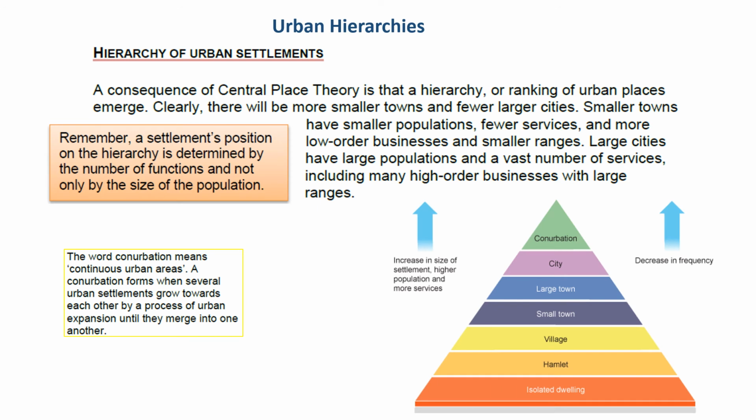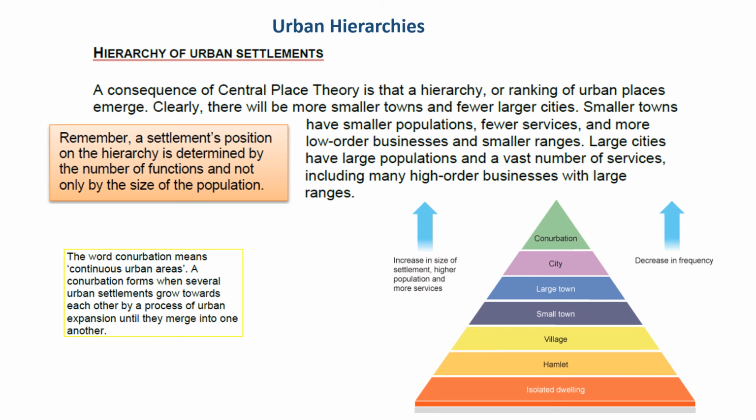Next up, urban hierarchies. Here we've got a ranking system for urban places, and we just need to know that urban centres are ranked definitely because of the size of the population, but also remember it's because of the complexity of the functions that are offered in the centre. So if we look here, it goes from right at the bottom, isolated dwelling, or what we refer to as isolated farmsteads. Hamlet, village, small town, large town. It goes on to cities, and then here's a super word, conurbation.